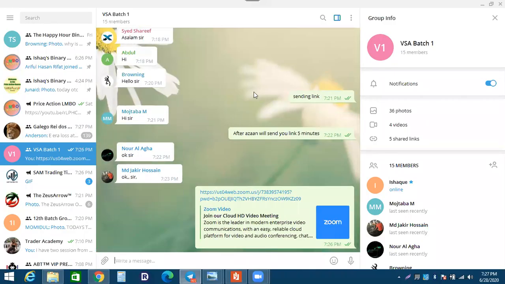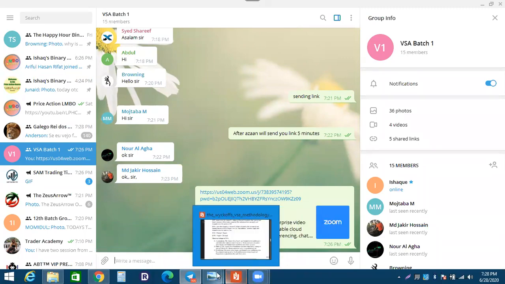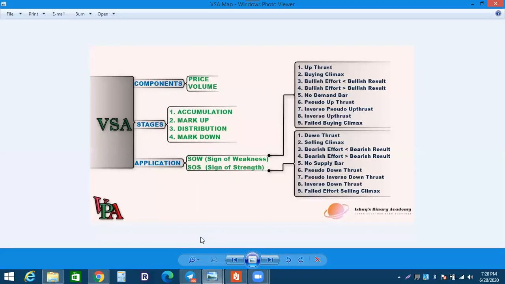So yesterday we learned about the anomaly and validation and a little bit about accumulation and distribution. We know that VSA works in stages. The components of VSA, we understand about the price and volume, then the stages: accumulation, markup, distribution, and markdown. We will talk today on accumulation, markup, distribution, and markdown.